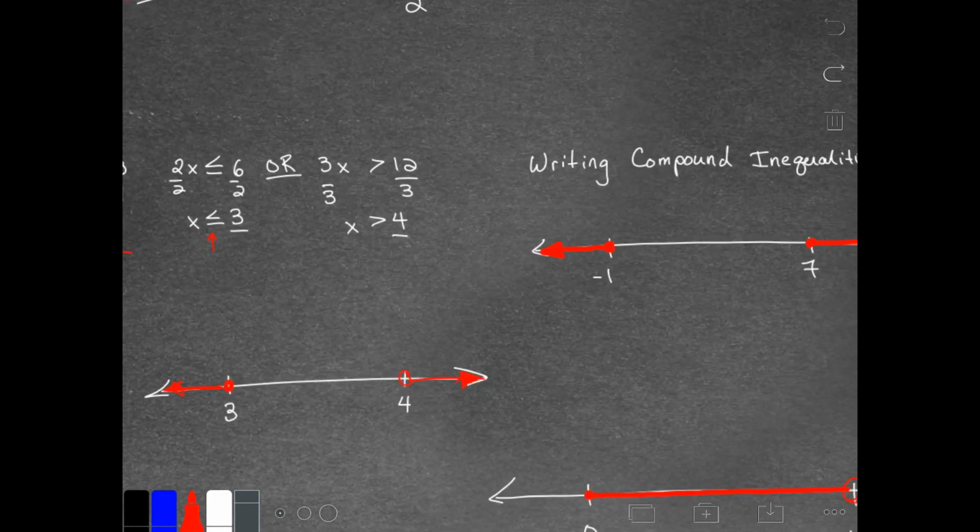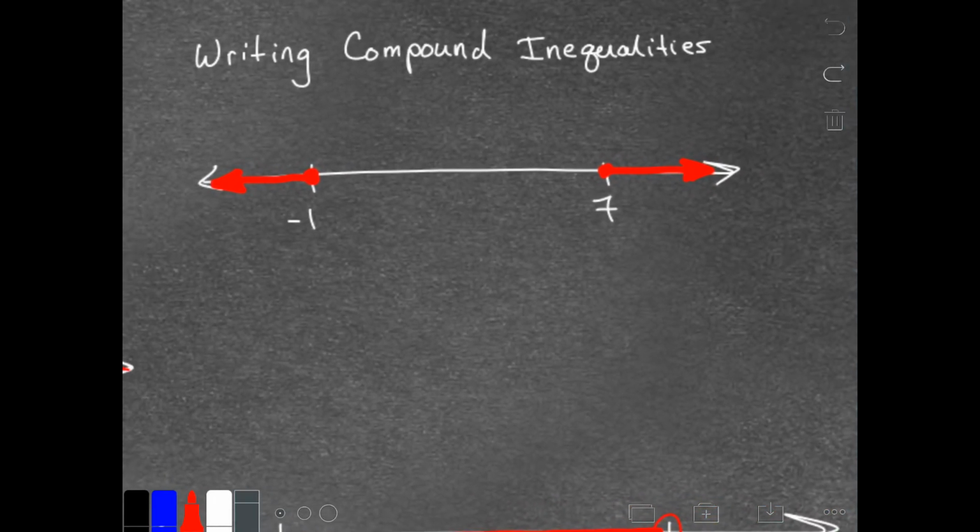Well, how about writing compound inequalities? So I'm going to look at this graph and try to write a compound inequality. I'm going to think to myself, is this an and statement or an or statement? An and statement, if you remember, is going to have an overlapping region. An or statement is going to have two diverging lines, so two lines that are going away from each other. In this case, we have two lines going away from each other. So I know this is going to be an or statement.